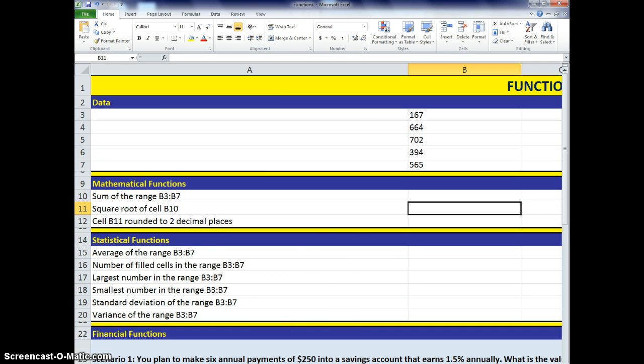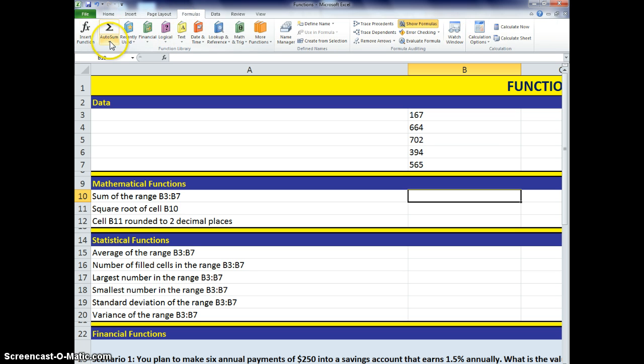Here is the functions worksheet. I enlarged it so people way in the back of the classroom can see it. If this is what you have, you're on the right track. Now the first ones we can probably do together really well. We need to first find a sum. You can either use the auto sum button, or you can click the formulas tab, which is at the very top here, and then auto sum.